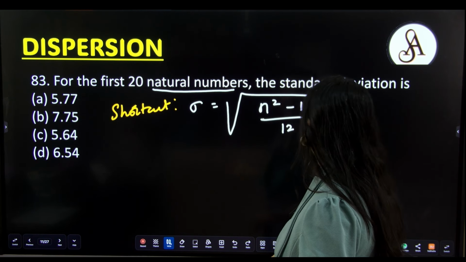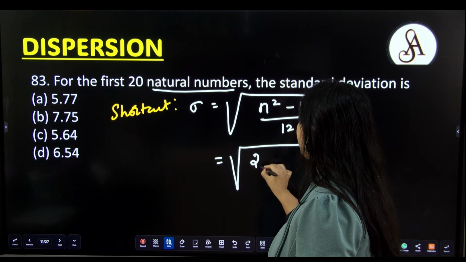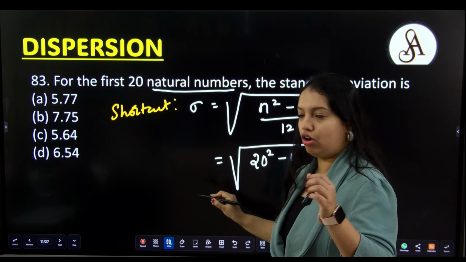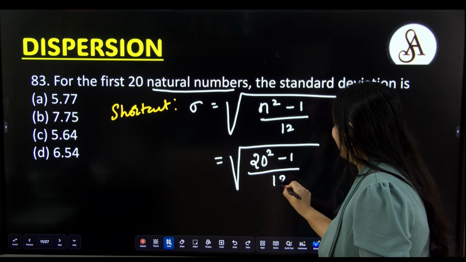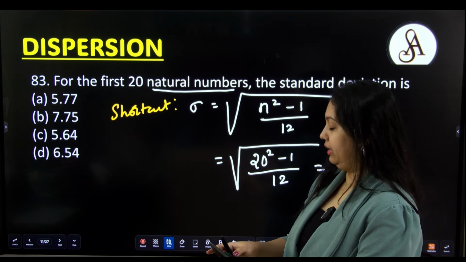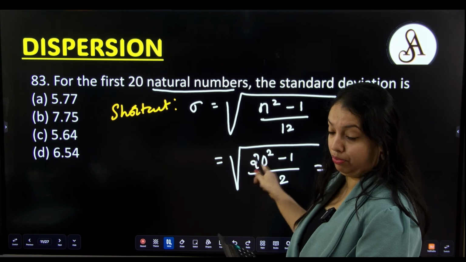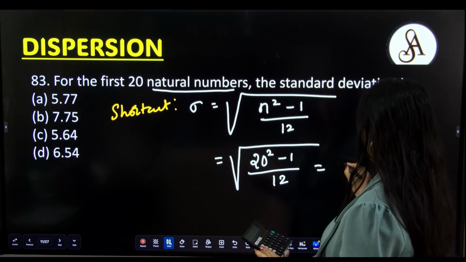They have given n value 20. What is 20 square? 400 minus 1 is 399. I'll do the calculation on calculator. 399 divided by 12. I am getting the value as 33.25. Square root of that.